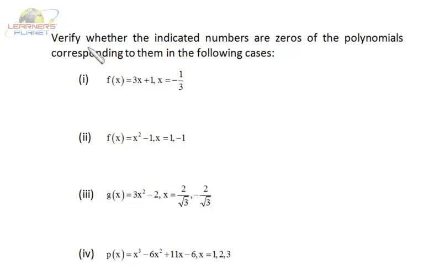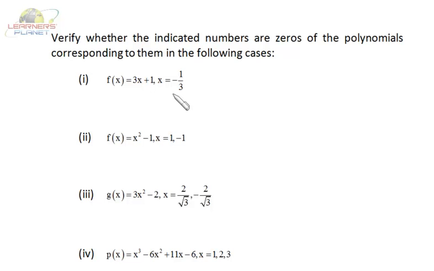Now in this question, we have to verify whether the indicated numbers are zeros or roots of the polynomials corresponding to them or not. Okay, so we have already discussed the factor theorem and remainder theorem. So suppose I take question number 1, it is f(x) is equal to 3x plus 1 and I have to find out whether x is equal to minus 1 by 3 is a zero or root of this polynomial or not. Okay, so how can we do it?